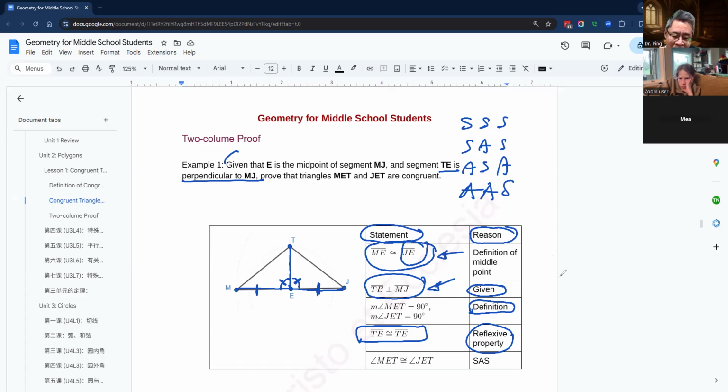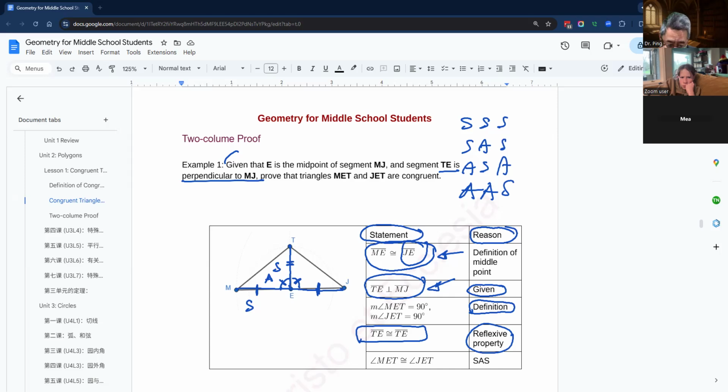Kind of like we say, give me this, so that I'm referring to myself. Now, T, we call this common side. So they are the same, congruent. So this by itself is congruent. So what we got is a side, angle, side.